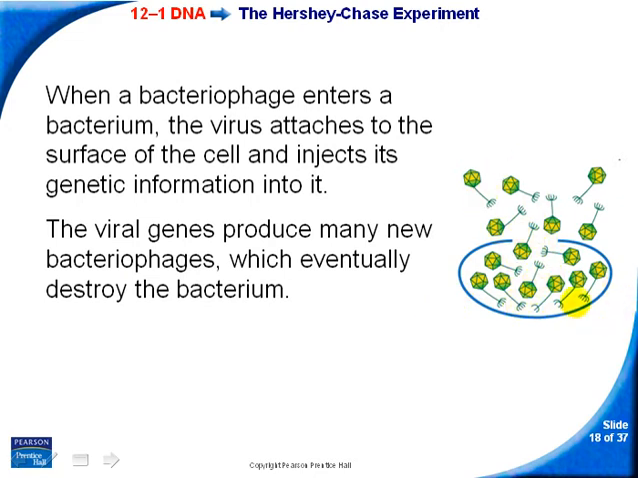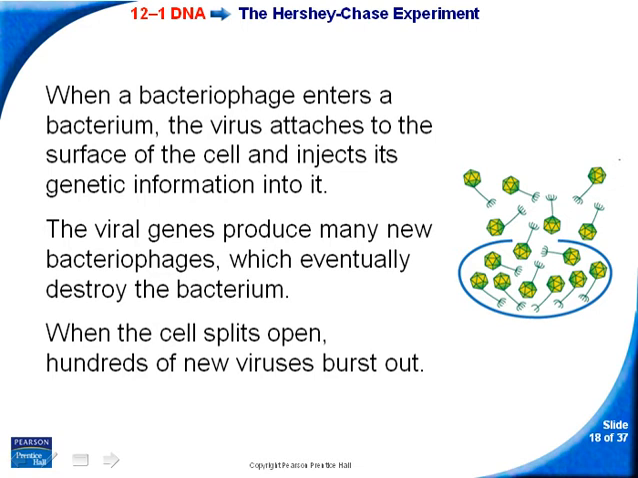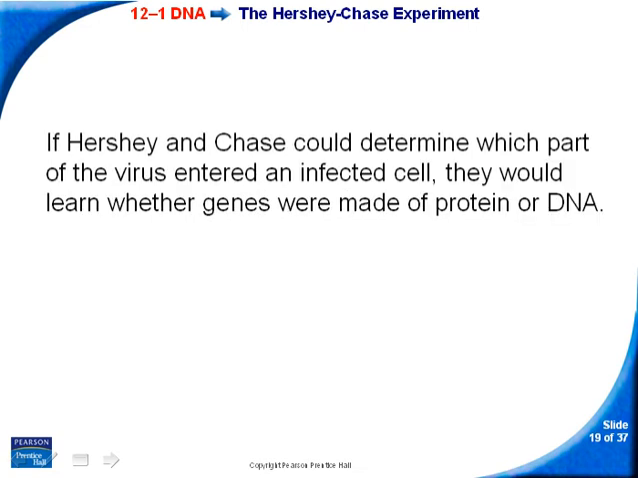Here they are bursting out after they've been reproduced. Basically, the bacteriophage hijacks the bacteria to make new virus cells, and then those virus cells go on and infect other cells. So when the cell splits open, hundreds of new viruses burst out. Like I said, this is what's showing here.